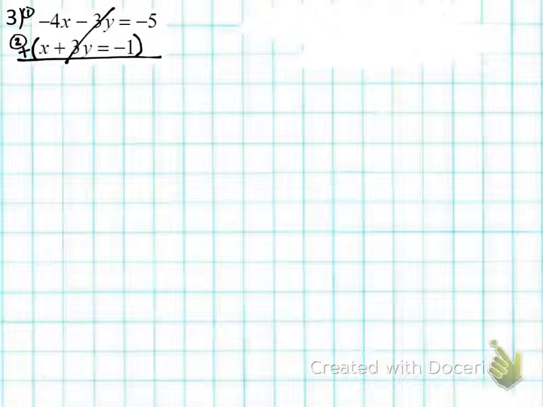So we got negative 4x plus x is negative 3x. Good. And then we got negative 5 plus negative 1 is negative 6. How do we solve for x here now? Divide by negative 3. Just follow along with me. So we got x is equal to positive 2.